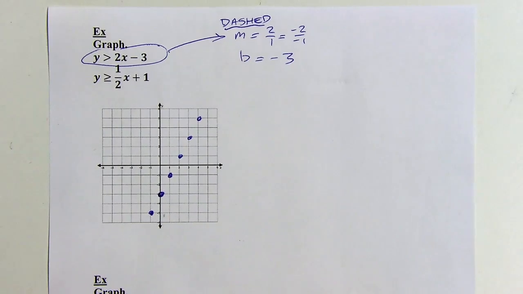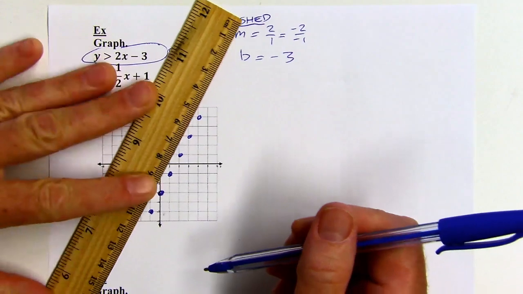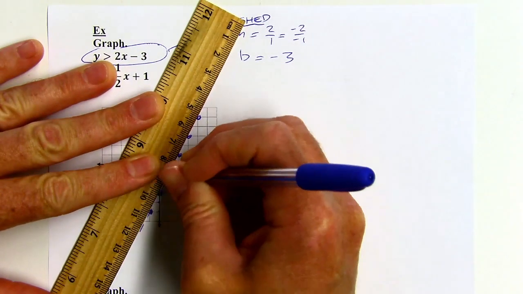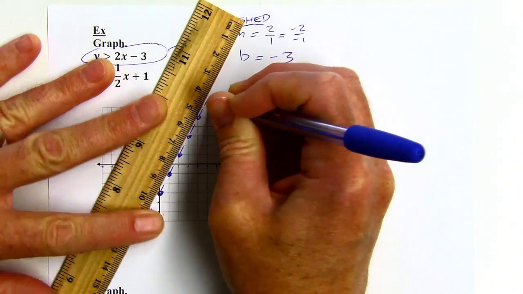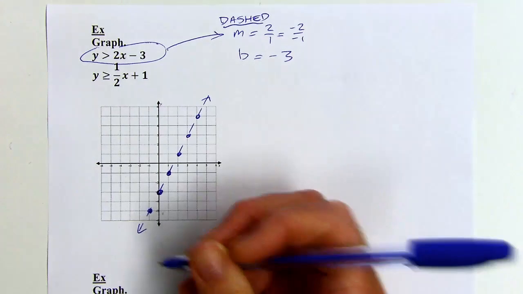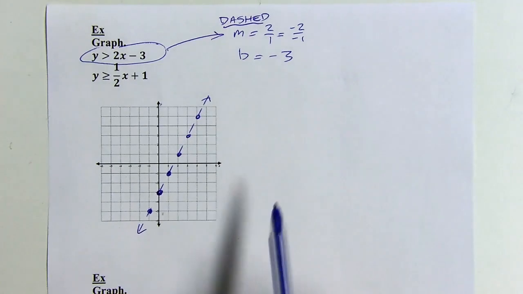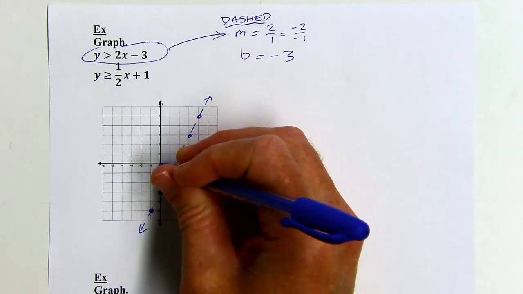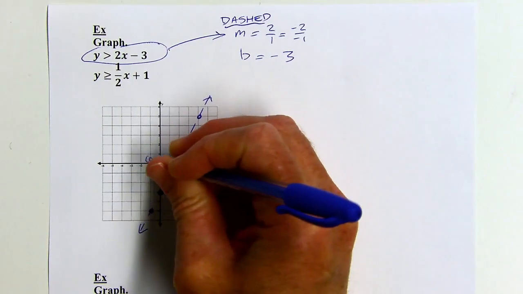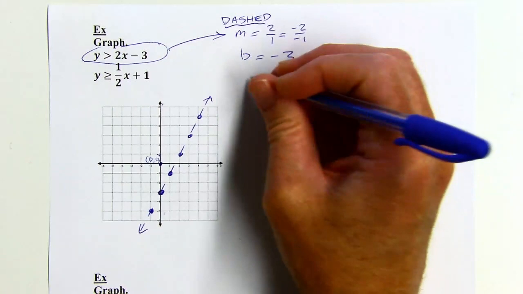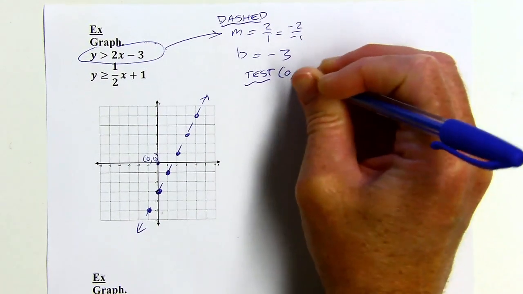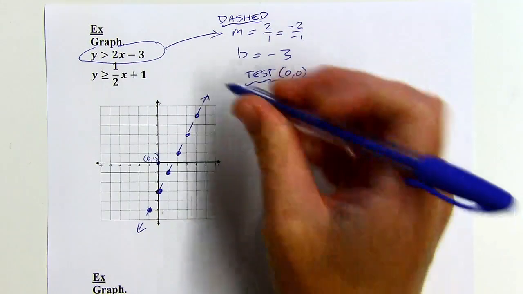Okay. And then I'm going to be careful to use a dashed line here. There's my dashed line. Okay. So I'm going to want to shade one side or the other of this line. So let's use a test point. I'm going to use 0, 0 as my test point here. So I'm going to test 0, 0 to see if this works with this inequality.